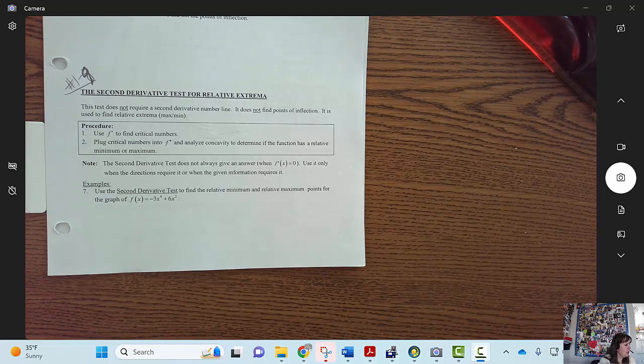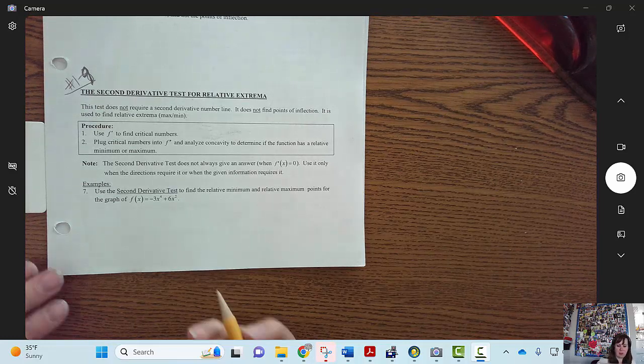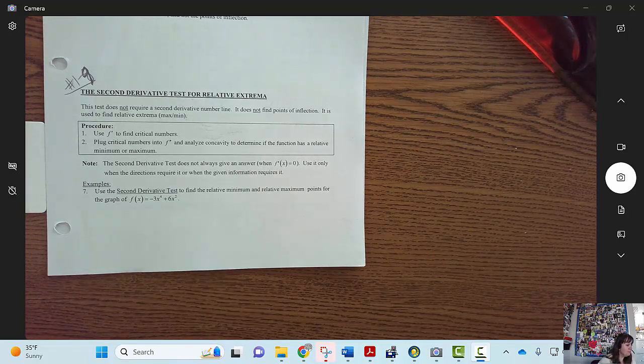So my recommendation is always that we just do the first derivative test and do a number line analysis. So if that's safe for you, that's fine. But every once in a while, they will force us to use that second derivative test. So I'll show you what that might look like in the homework if I can find it.